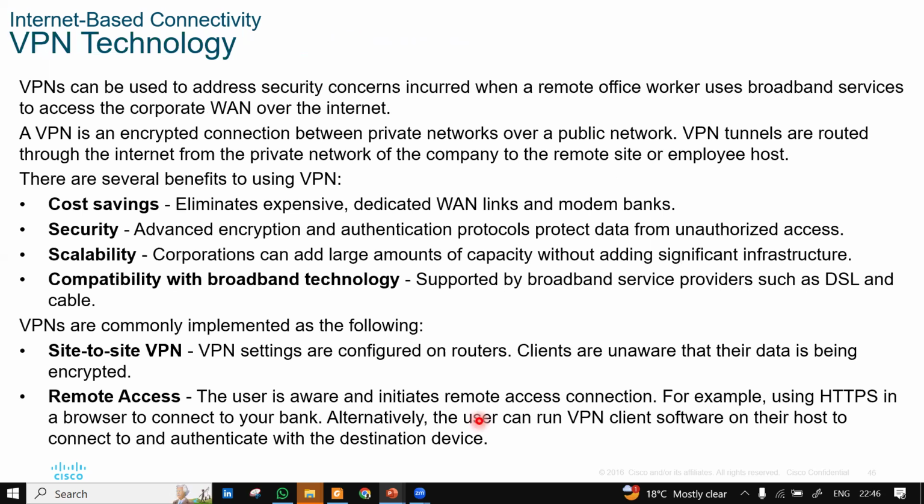Now we are done with internet based. Most of the technologies we were discussing were probably private, except the internet, which is a public network. Now, VPN technology comes in to ride over the public network, which is the internet.